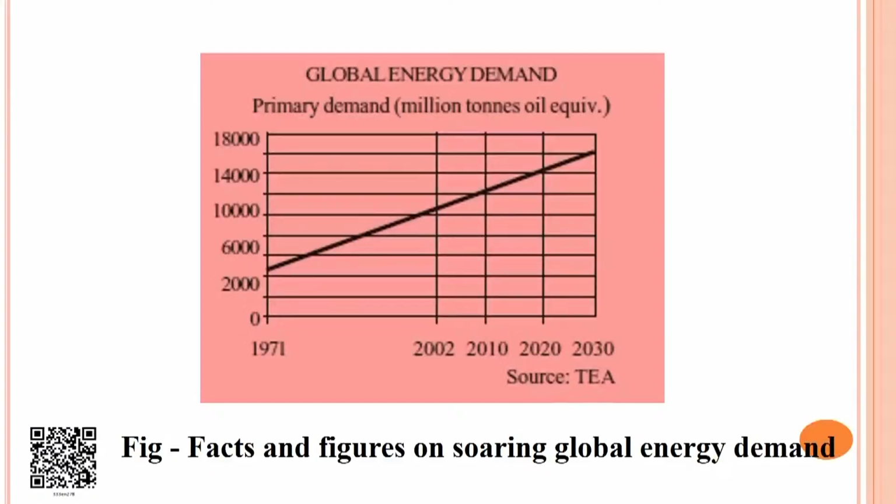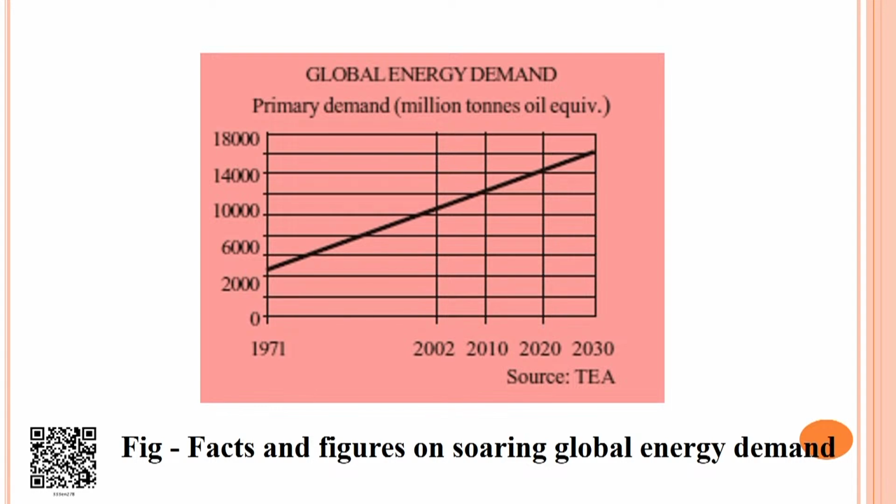So, look at the graph. This graph shows global primary energy resource demand, and the unit of measurement is million tons of oil equivalent. The time span given is 1971 to 2030. The source is IEA, and the key observation of this graph is steady growth.